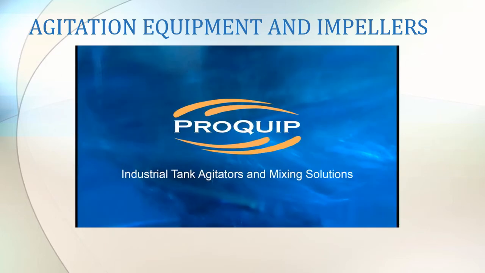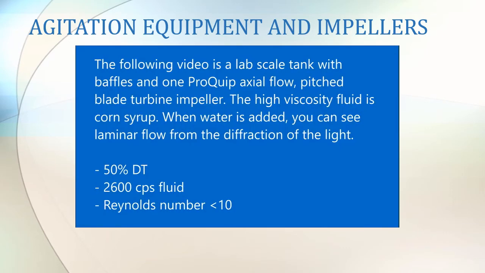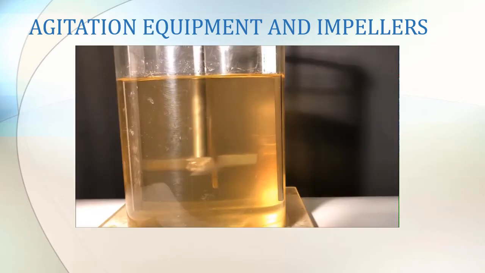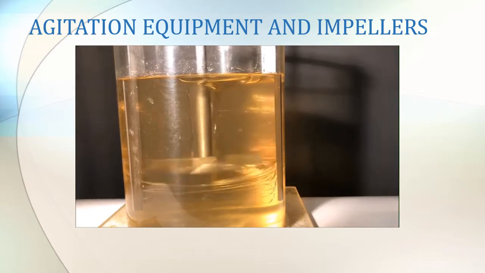Let us look at a video of how mixing can happen. This process is happening in a laminar flow with a high viscosity fluid. In this, the high viscosity fluid is corn syrup and we are mixing it with water. Initially in this tank you will have corn syrup. This is the first phase and then you are adding water, which is the second phase.